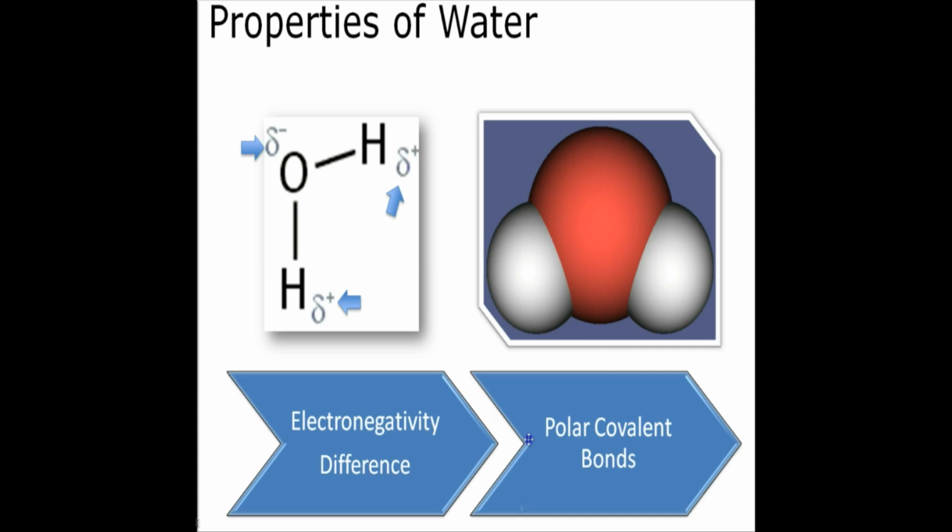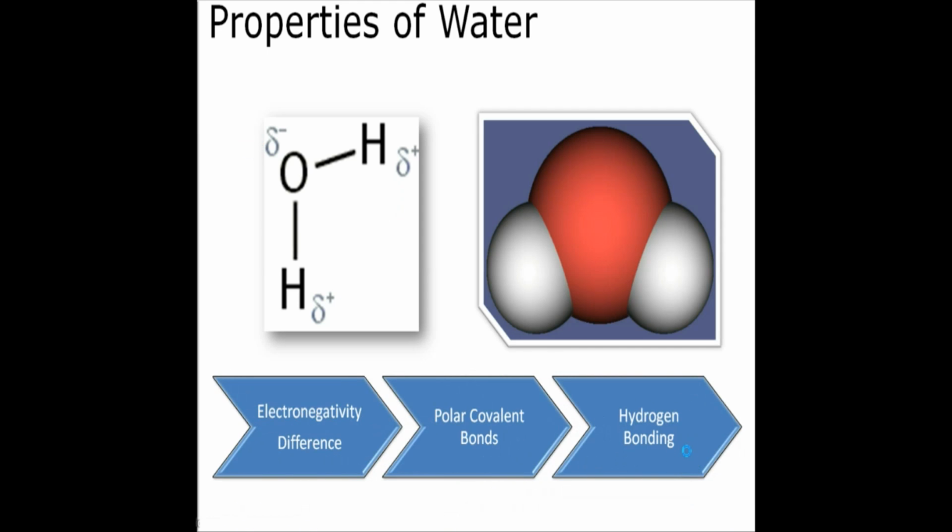So with these polar covalent bonds, and because of this polarity of the water molecule, this leads to water being able to form hydrogen bonds. Hydrogen bonds are critical to the properties of water.